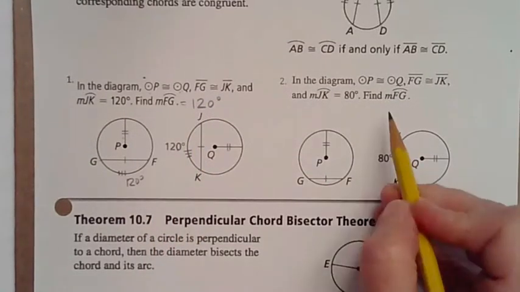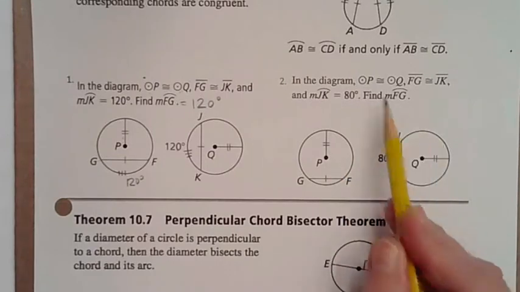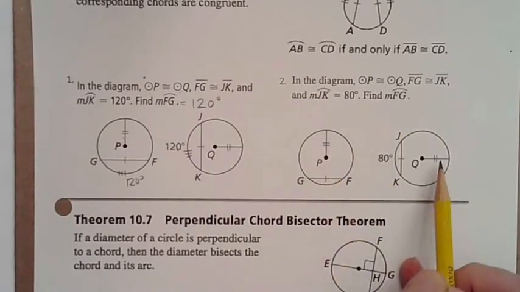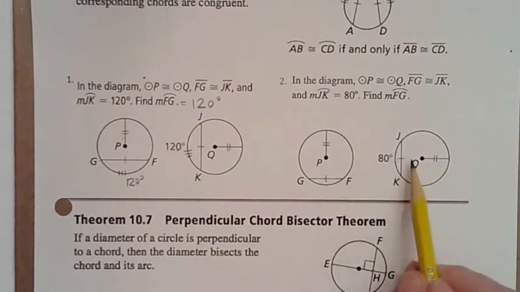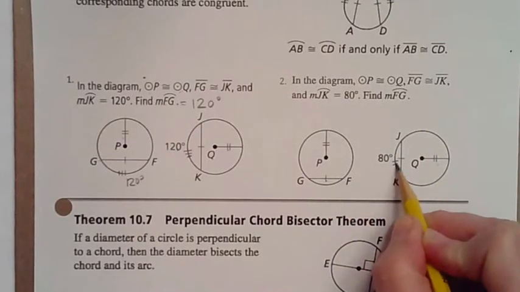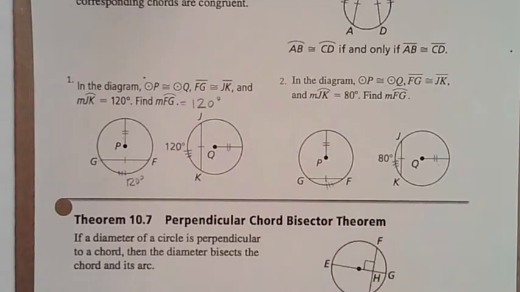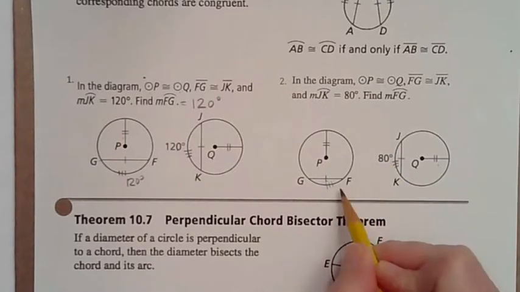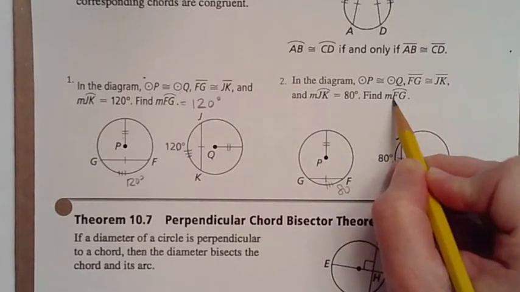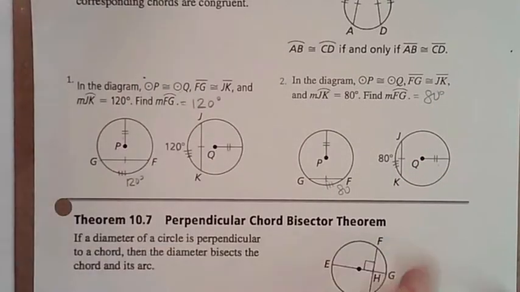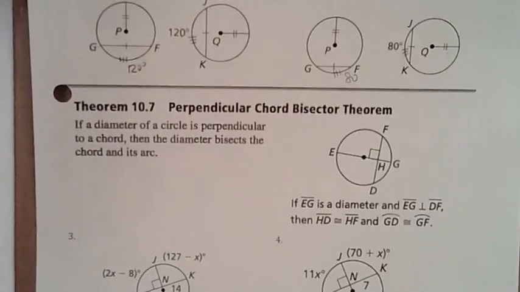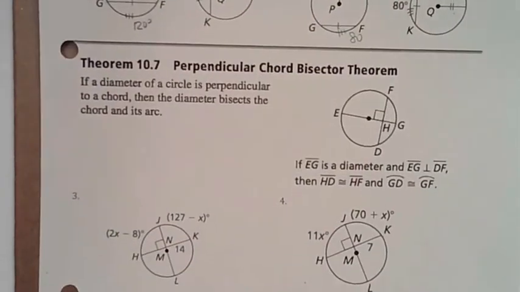This guy over here on the right, we have congruent circles, they tell us, and they mark it. We have, again, congruent chords because they tell us they're congruent, so as a result, we know that these corresponding intercepted arcs are also going to be congruent. So this guy's 80 degrees, so you know what? Arc FG is also 80 degrees. There are more interesting examples for that theorem, but that's what we have for right now. Okay, the next theorem.